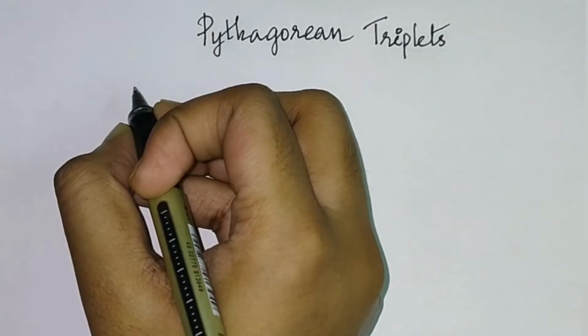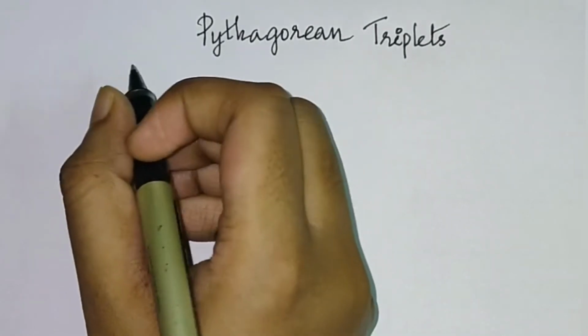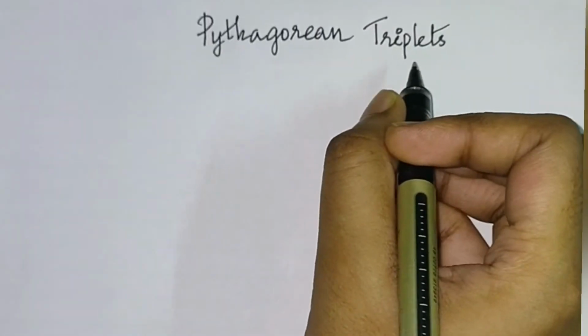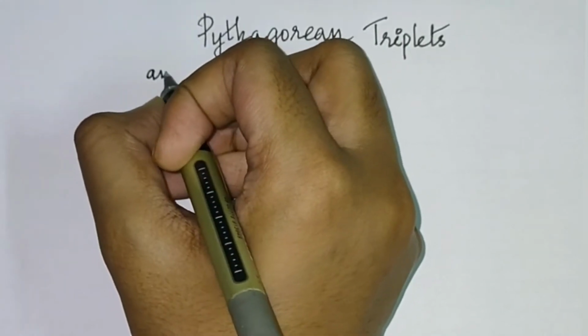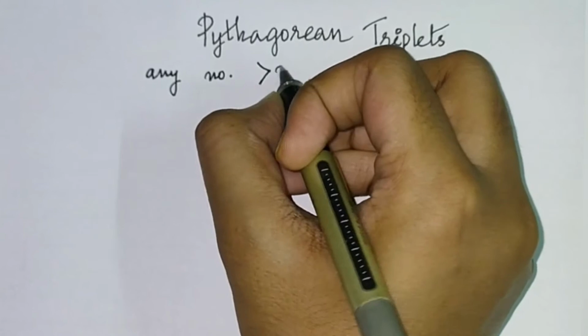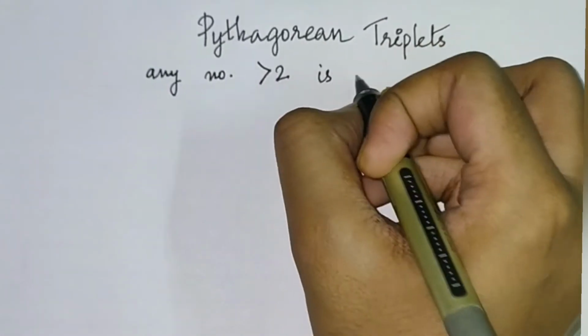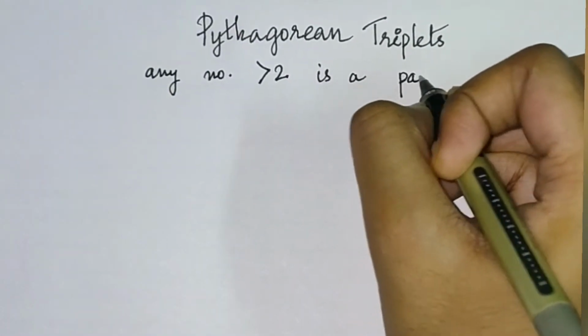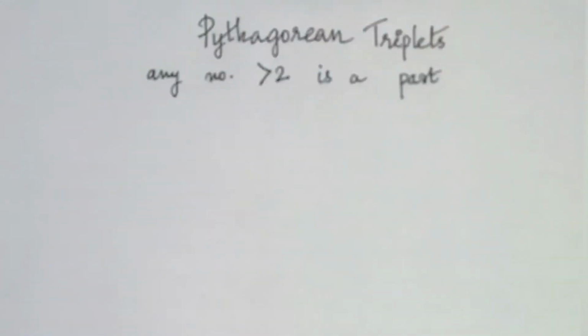In today's video, I will show you some tricks to quickly calculate Pythagorean triplets. Before digging into the tricks, I'd like to tell you that any number greater than 2 is a part of Pythagorean triplets. Okay.